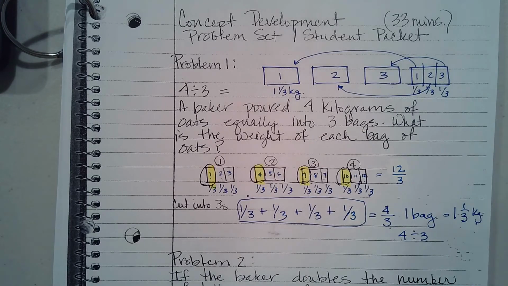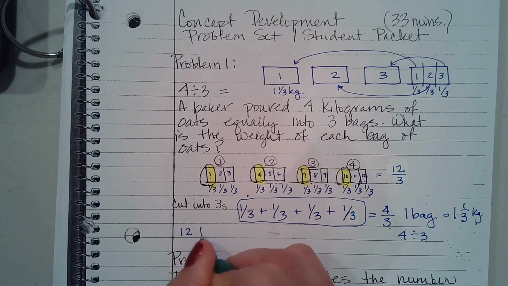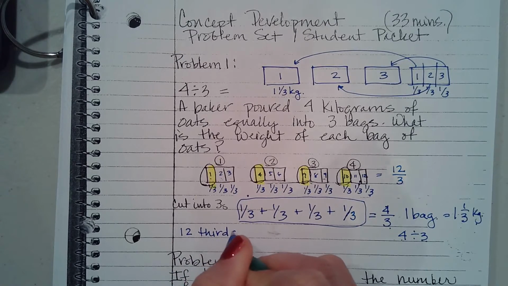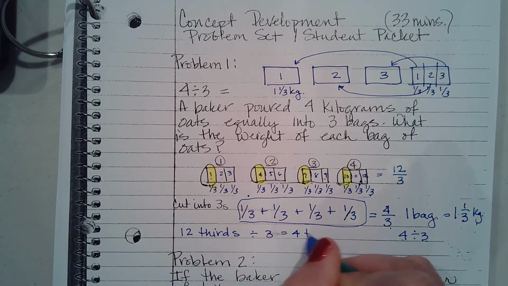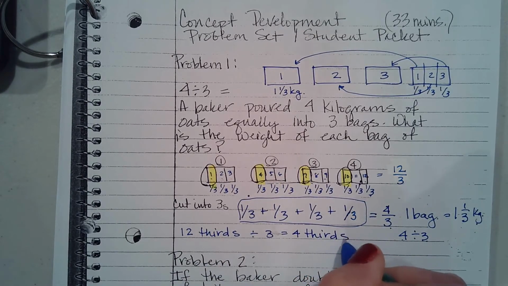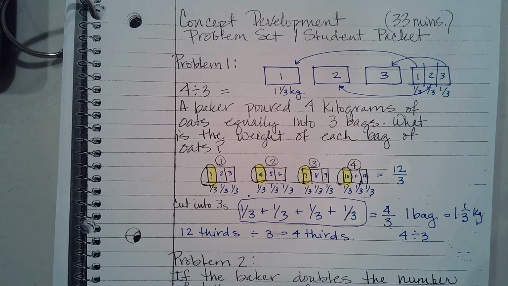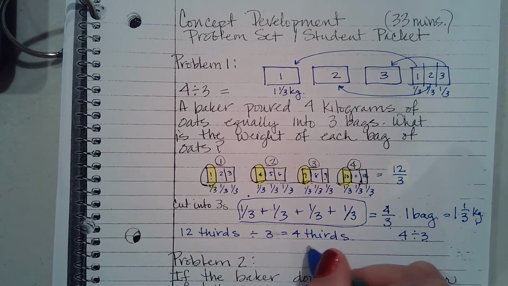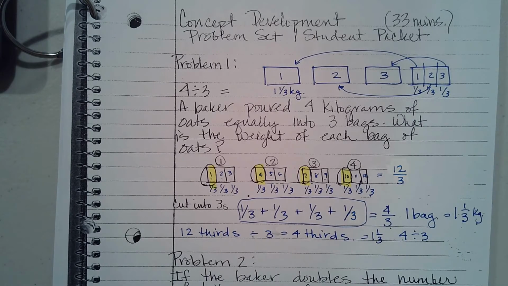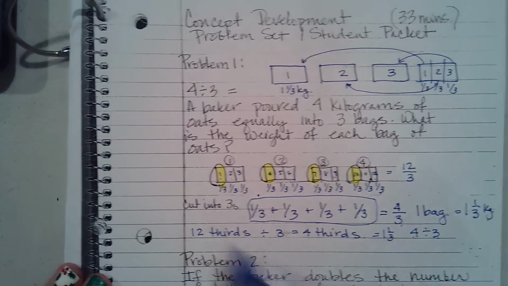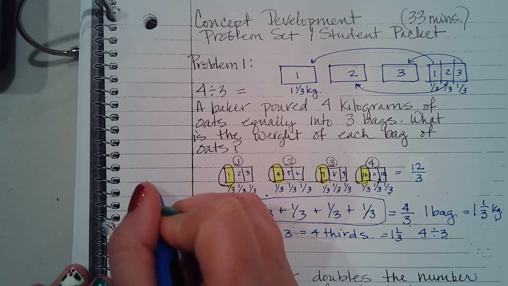So we could have 12 thirds divided by 3 equals 4 thirds. That would be the unit form. All right. Now 4 thirds as a mixed number is 1 1/3. Now, how about if we use the division algorithm? How about if we just switch over to the division algorithm?